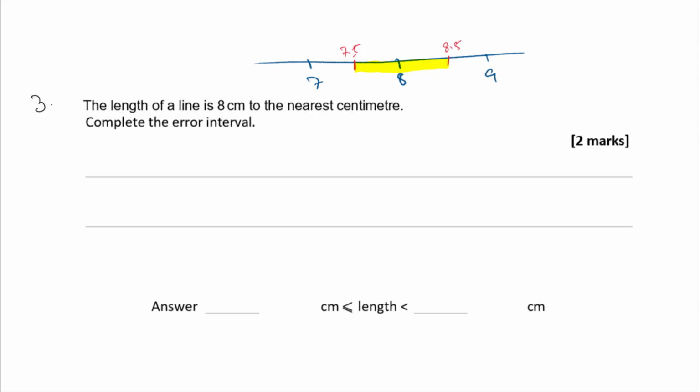So the error interval is going to be 7.5 is less than or equal to the length, which is less than 8.5. Okay, so notice the different signs there. You've got less than or equal to there, and then a strictly less than second, because it can be equal to the lower bound, but it can't be equal to the upper bound.